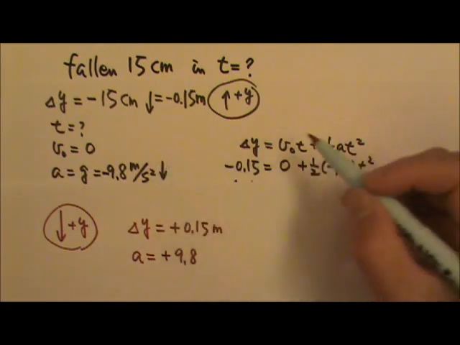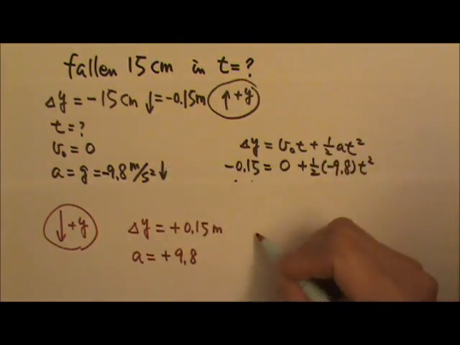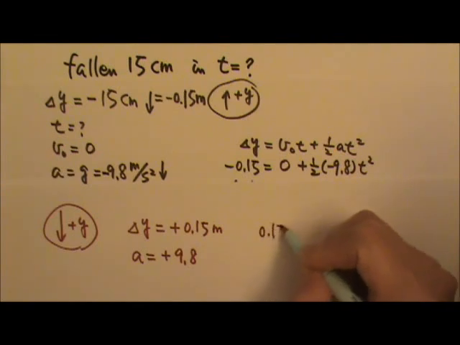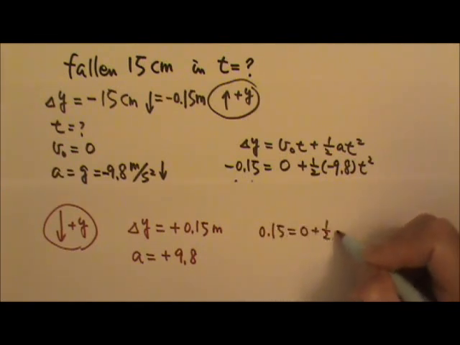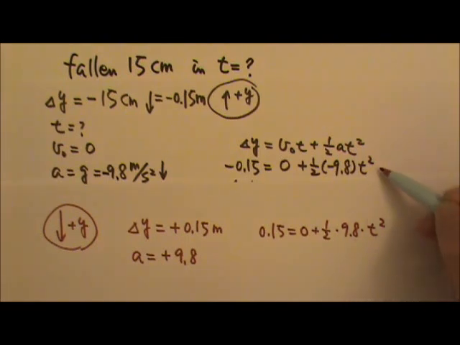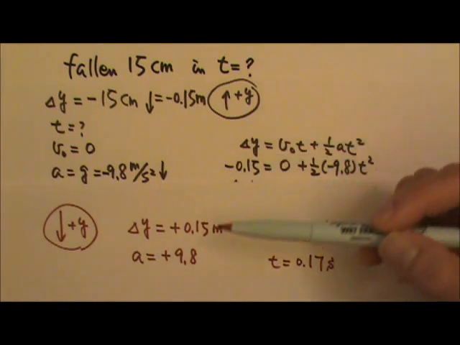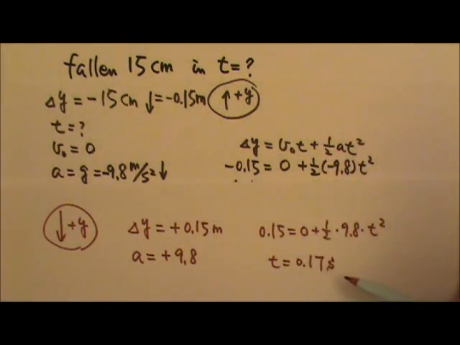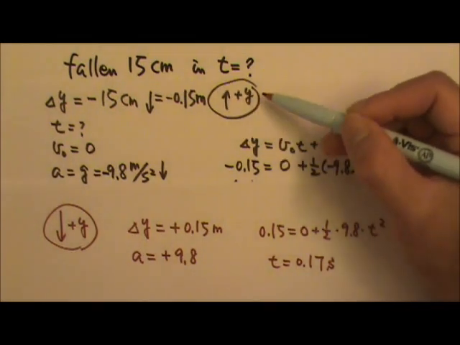So if I plug these numbers into the same equation, I'm going to have positive 0.15 equals 0 plus 1/2 times 9.8 t squared, which is exactly the same as that one if you just cancel these negative signs. So I'm still going to get the time that's 0.17 seconds. So you can choose different coordinate systems and still get the same results. In these video lessons, to avoid confusion, I will use up as the positive y direction.